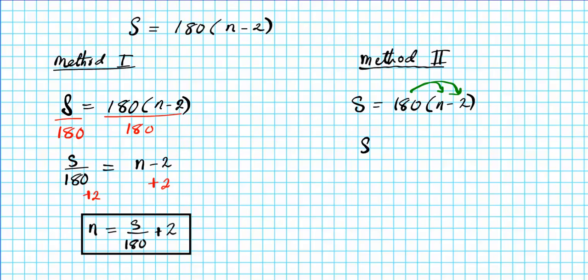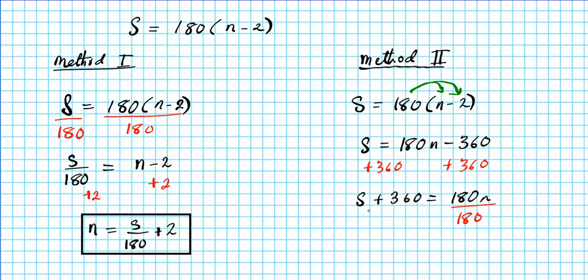And then we get big S equals 180n minus 360. Now I said, okay, let's go ahead and get n by itself. We add 360 to both sides, and you have S plus 360 equals 180n. And then you proceed to divide both sides of the equation by 180. Okay, 180. And you have n equals (S plus 360) over 180.